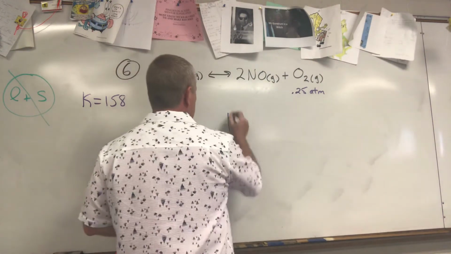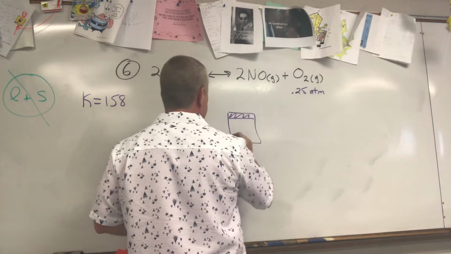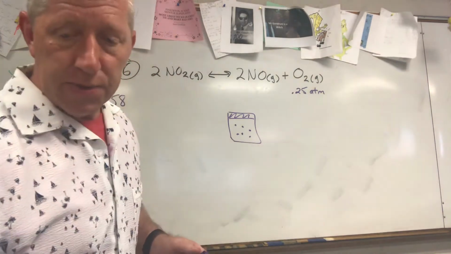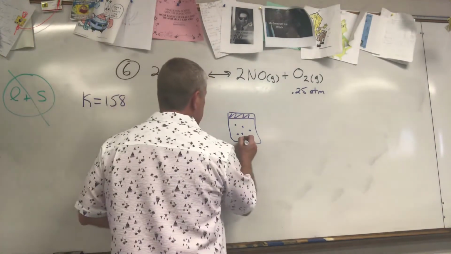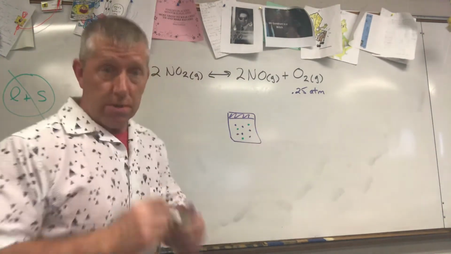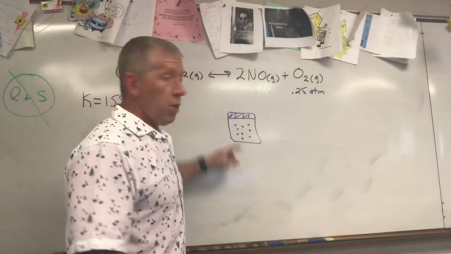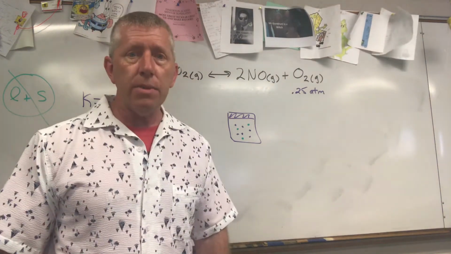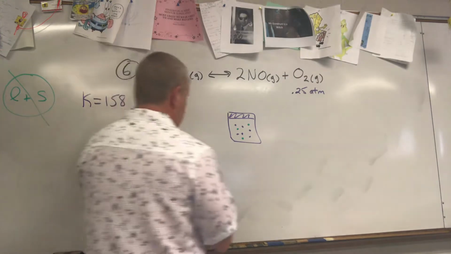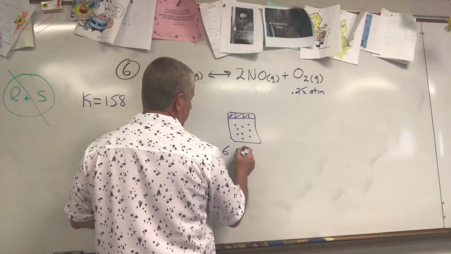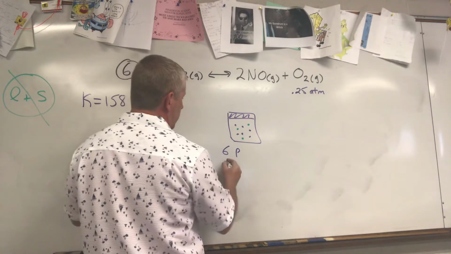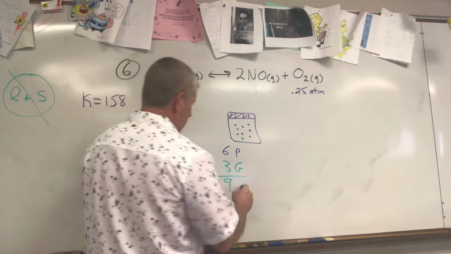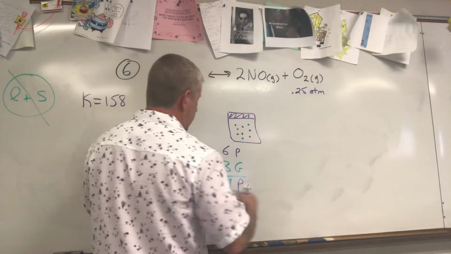Quick review. I have a container with a lid on it. I have gas A, the purple gas. I have gas B, the green gas. I don't know if you can see that or not. I have 6 purples and 3 greens. We'll say the pressure is a total of 9 atmospheres. We'll make this easy math. So 6 purples, and I have 3 greens in there, and the total pressure is 9 for purple and green.